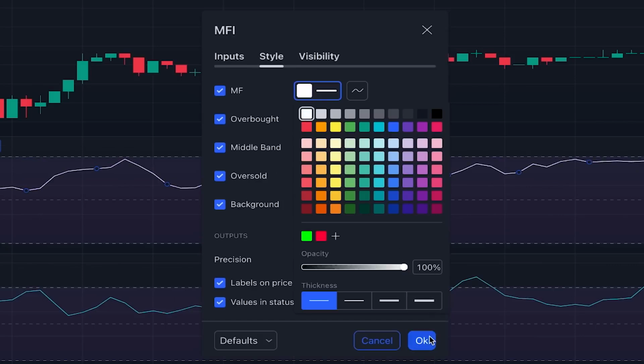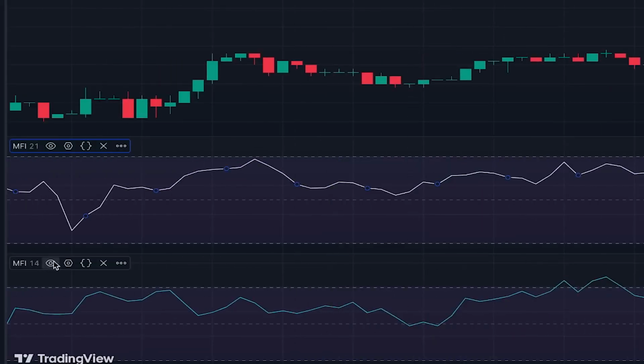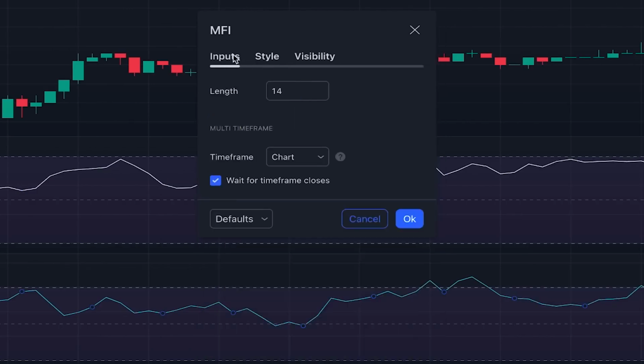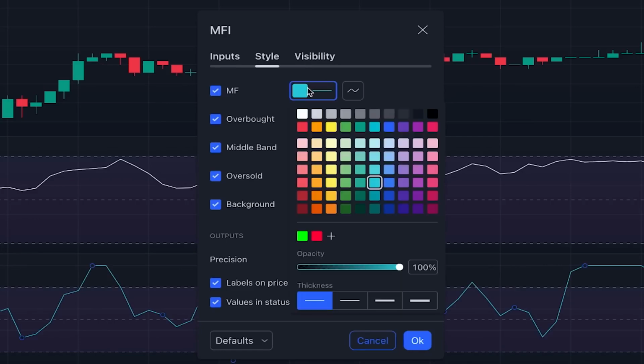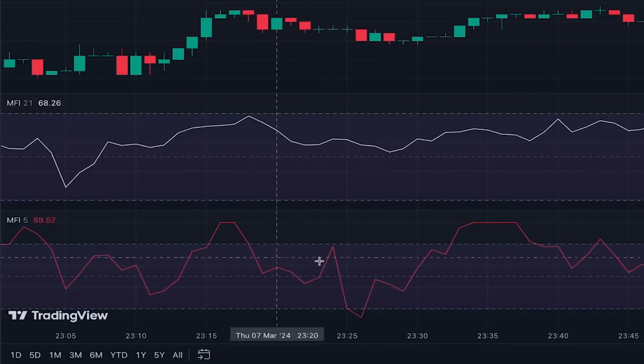We're done with the first MFI, and now we go to the settings of the second MFI. Here in the inputs tab, for the length we set it at 5, and then here in the style tab we change the color to red. Alright, we're done with the settings of the second MFI, and now we want to combine them together.